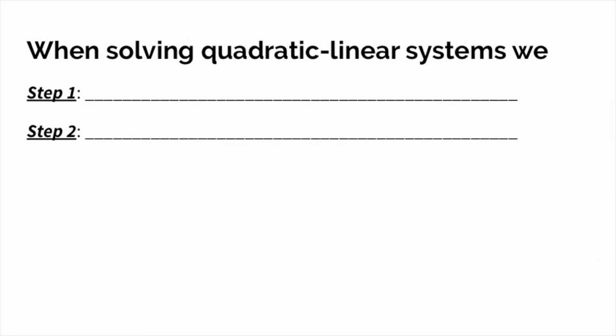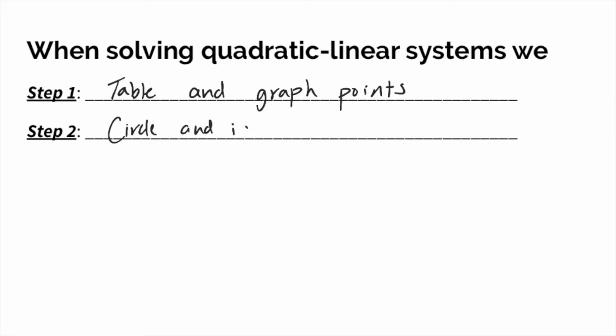So whenever I'm solving quadratic linear systems, the first thing that I want to do if I'm solving them graphically is just table and graph points so that I have both of my equations graphed out. And my second step is just to circle and identify any intersection points.